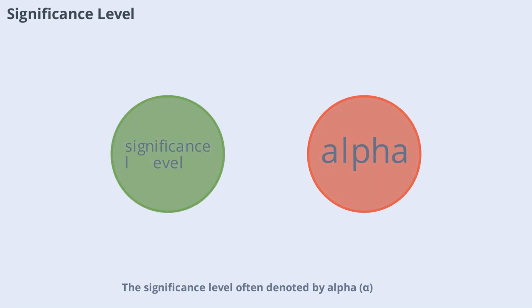Significance level, often denoted by alpha, is the threshold for deciding whether a result is statistically significant. Commonly set at 0.05, it represents a 5% risk of concluding that an effect exists when it doesn't. Setting the significance level helps control the chances of making errors in hypothesis testing.